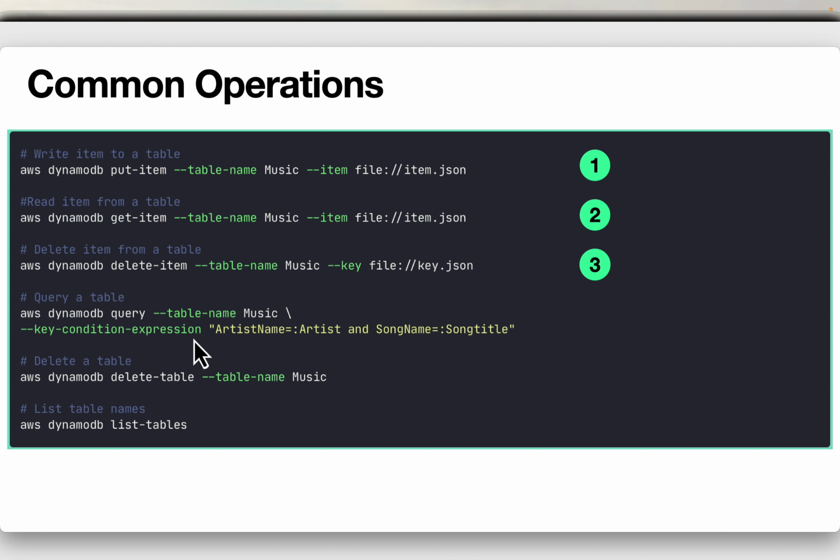And how to query a table? You just do a DynamoDB query with key condition expression, artist name, artist, and song name, song title. And to delete a table, delete table, and to list table names, DynamoDB list tables. So basically you use AWS APIs. This example is based on AWS CLI commands. So aws space dynamodb, and after that you can put your operation. So all CLI follows the same pattern. You have the AWS service name and what operation you want to perform.